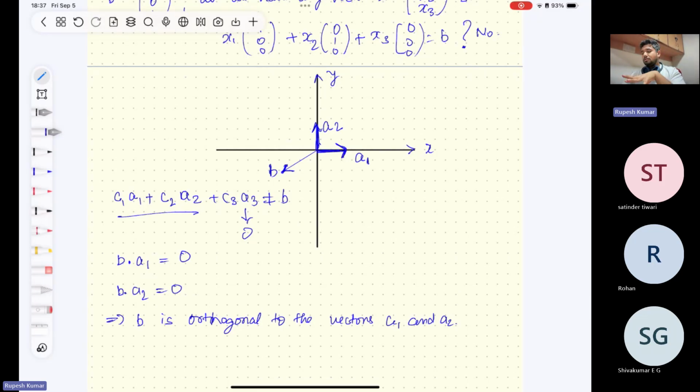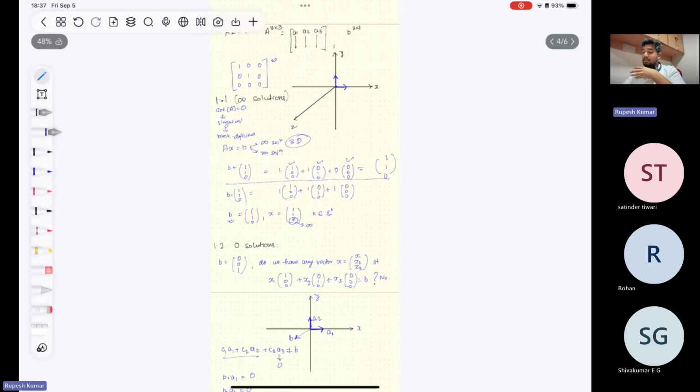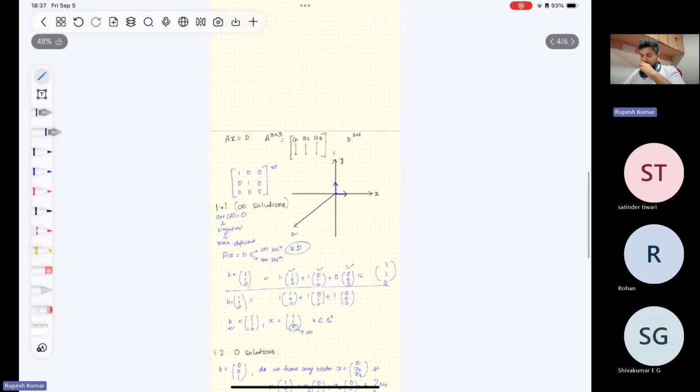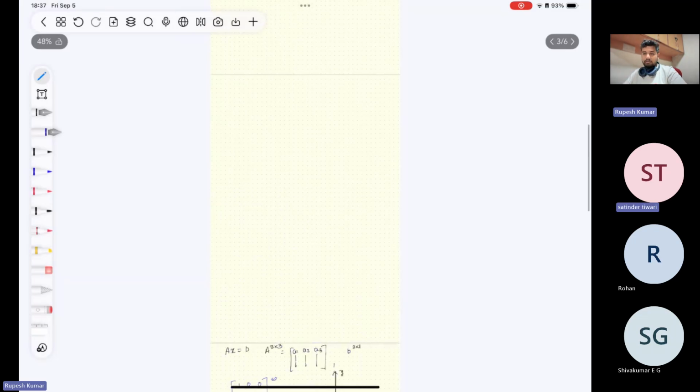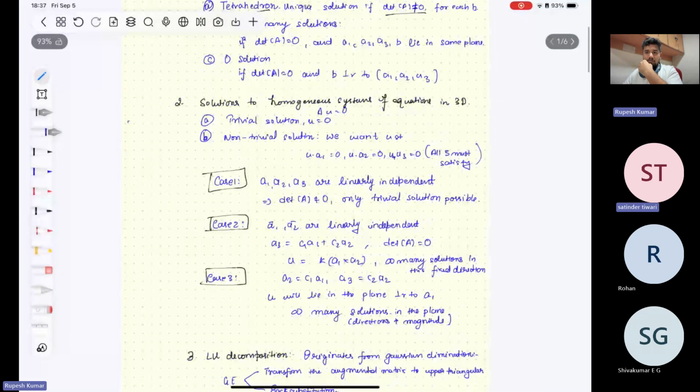So these are the three cases that we saw geometrically: how we can get infinitely many solutions, one solution, or none. This is what we covered in 3D. Does anyone have any doubts?